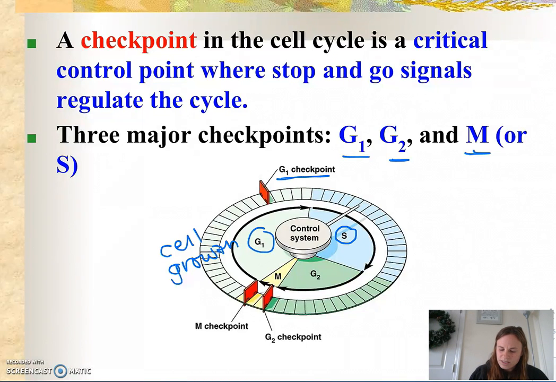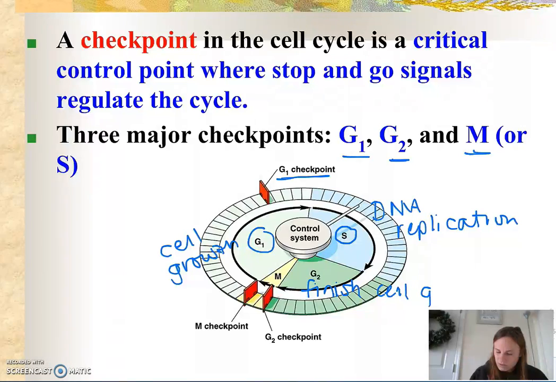The S phase or synthesis phase involves DNA replication. So at the G2 checkpoint, we want to make sure that our DNA did in fact replicate. Then in the G2 phase, you're going to have your finishing of your cell growth. Your spindles are going to form, and you're really going to prep for mitosis.